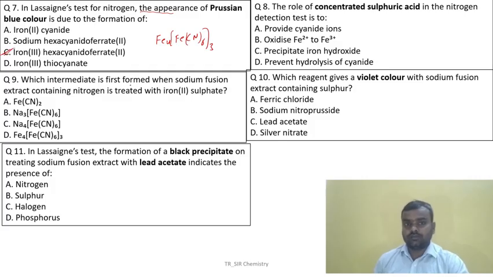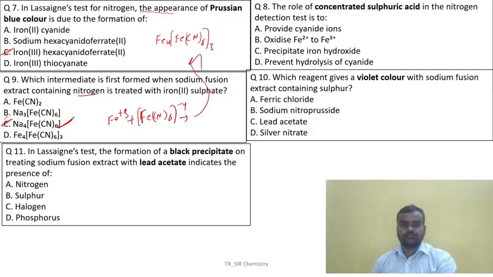Which intermediate is first formed when sodium fusion extract containing nitrogen is treated? First, when treated with Fe2 plus, you get Na4[Fe(CN)6] that will form. Option C is the right answer. Yes. Then after, what will we do? We will treat with Fe3 plus, right? So from [Fe(CN)6] 4 minus, this will form Prussian blue.